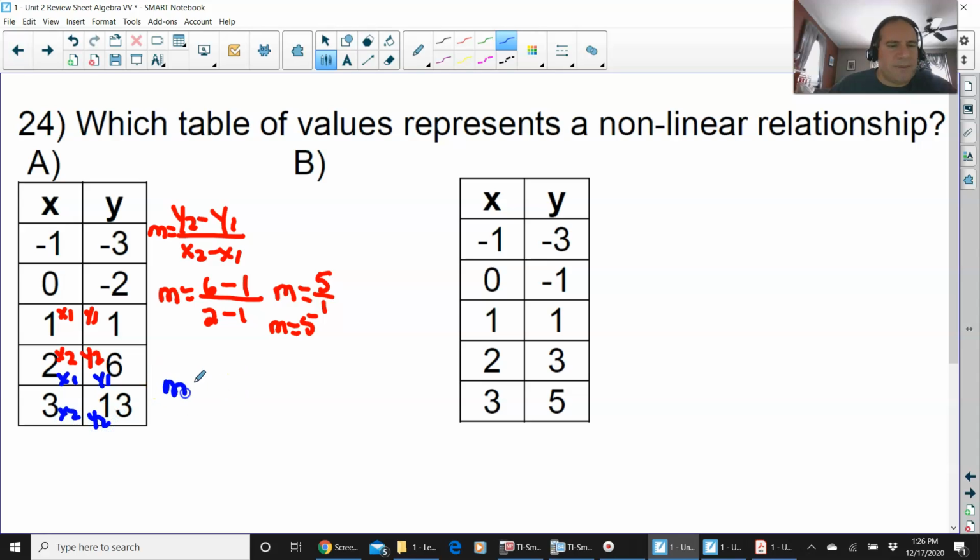I'm going to use y2 minus y1. So this is 13 minus 6, and then 3 minus 2. 13 minus 6 is 7 over 1. This is nonlinear.